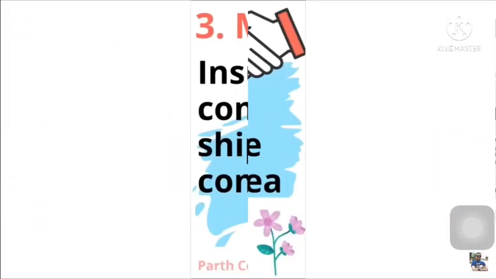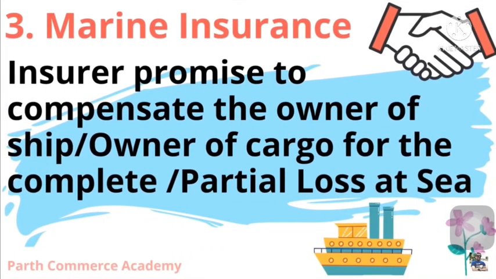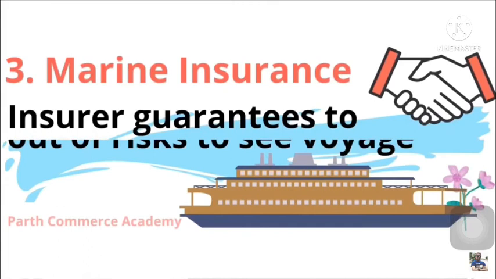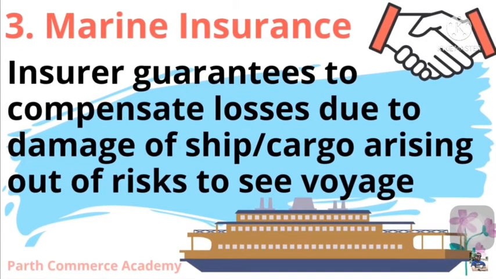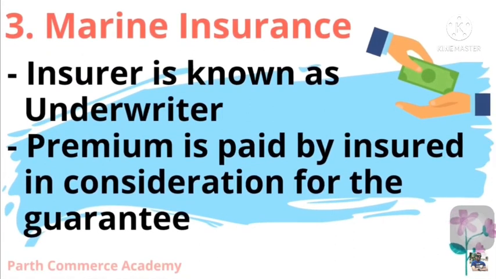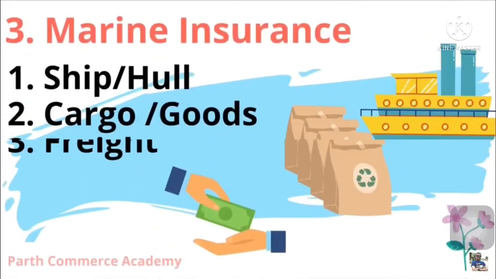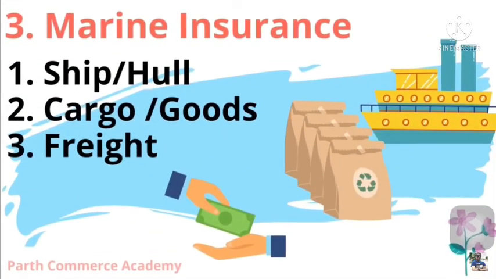So this is a device where the insurer promises to compensate the owner of the ship or owner of cargo for the complete or partial loss at sea. The insurer guarantees to compensate the losses due to damage of ship or cargo arising out of risk to sea voyage. Here the insurer is known as underwriter, and a certain sum, that is premium, is paid by the insured in consideration for the guarantee or protection.